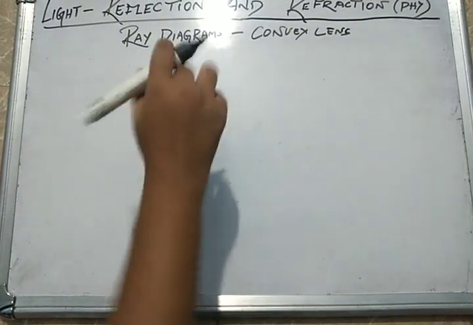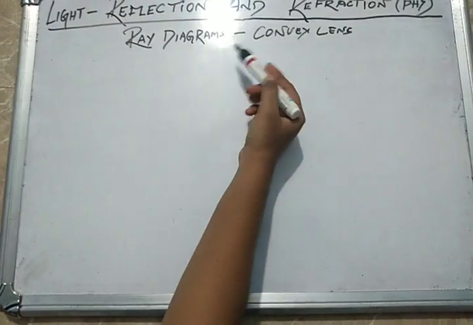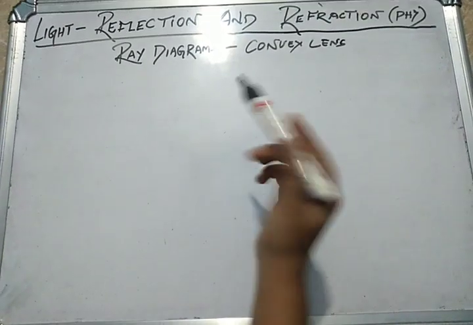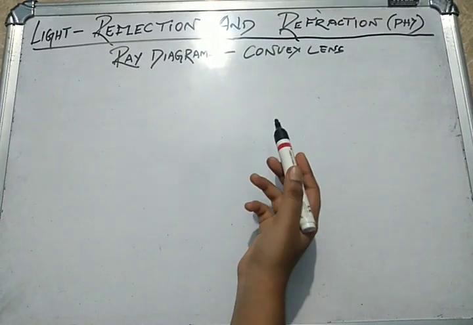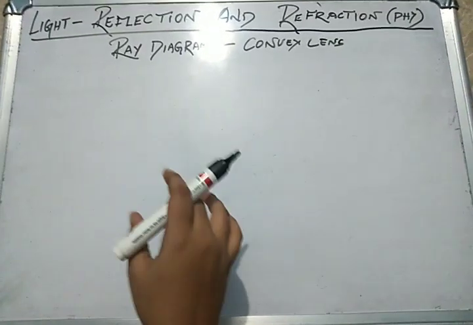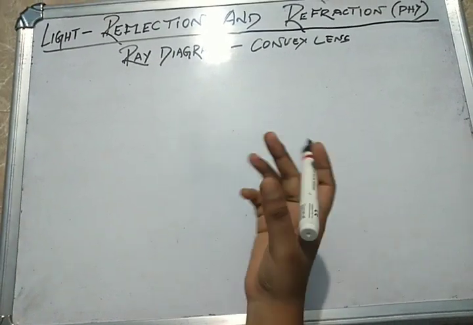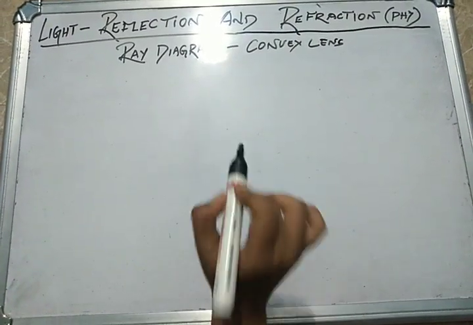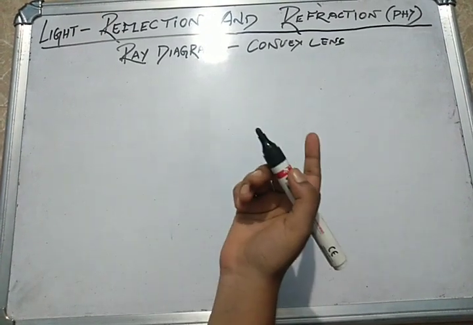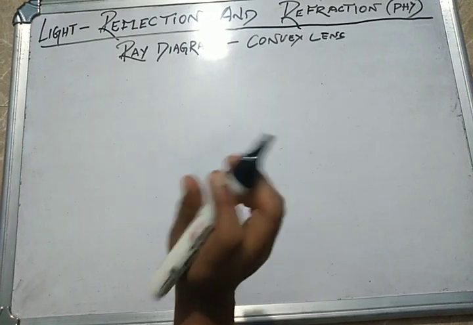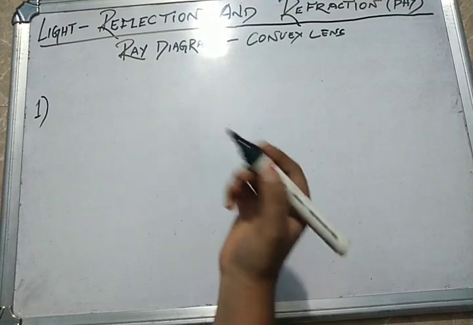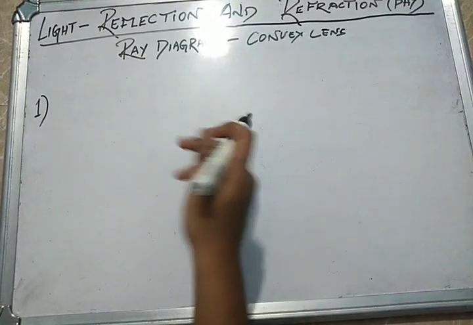We'll be continuing this chapter, Light, Reflection and Refraction, which belongs to chapter 1 of physics and chapter 10 of NCERT. Our topic for today is ray diagrams for convex lenses. We'll be studying the nature, position and size of the image formed by convex lenses today. So we'll be going one by one, and we have a total of 6 ray diagrams. Our first ray diagram: our object is placed somewhere at infinity.